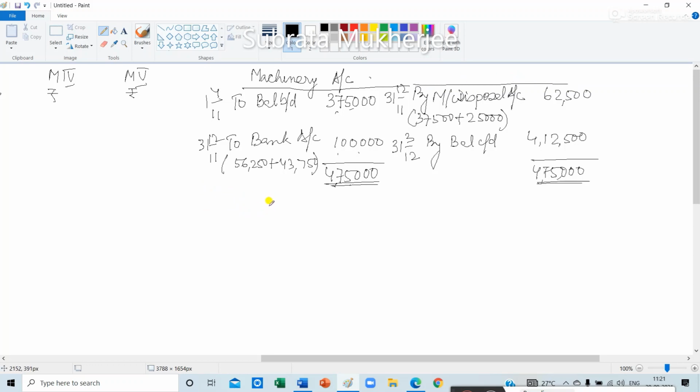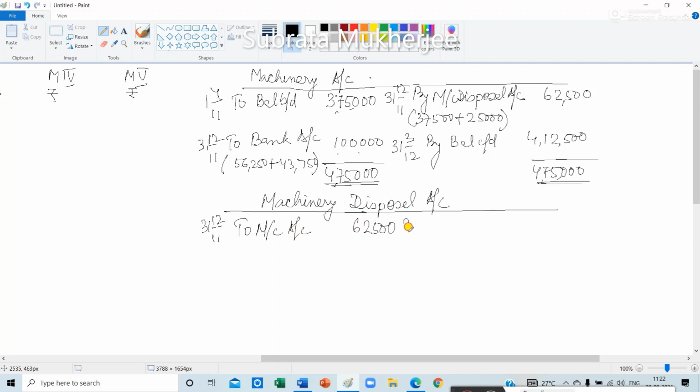Next ledger is the machinery disposal account. On 31st December 2011, I am transferring the balance from machinery account, so to machinery account, 62,500. Now these two machines were sold, so by bank. What is the sale value of the machine? If you add up 18,750 plus 6,250, you will get 25,000.